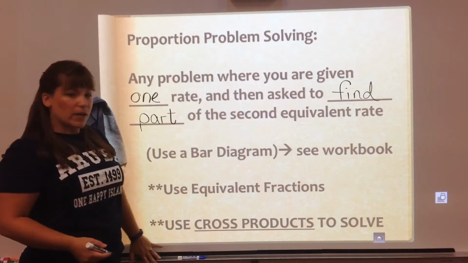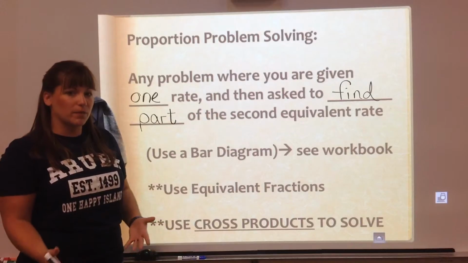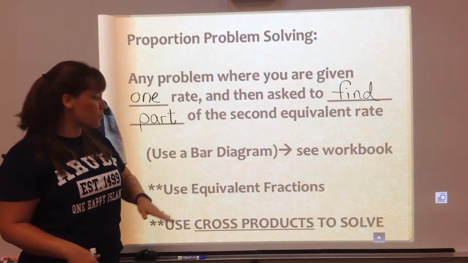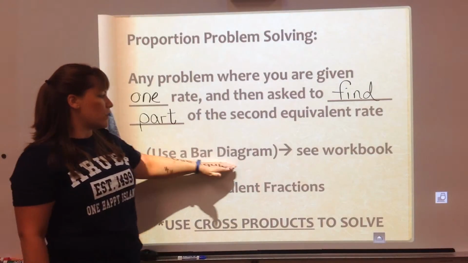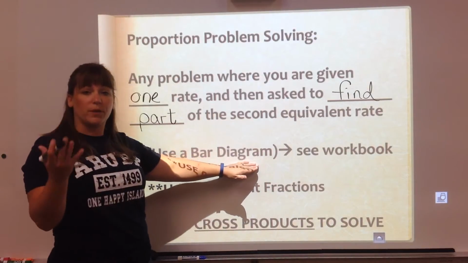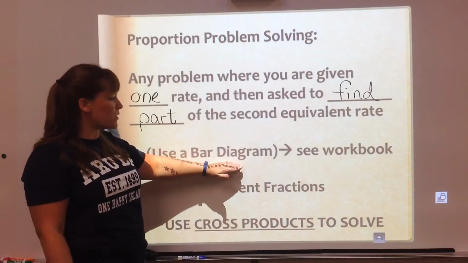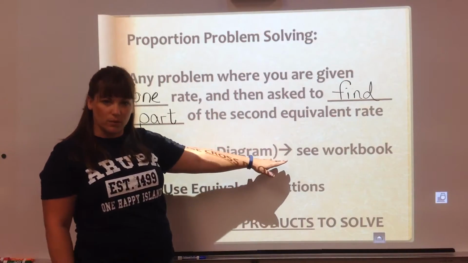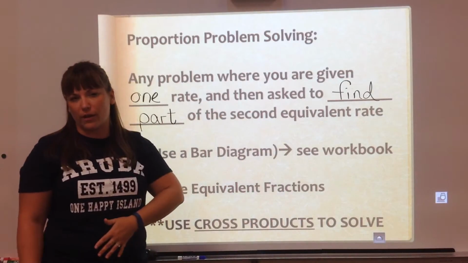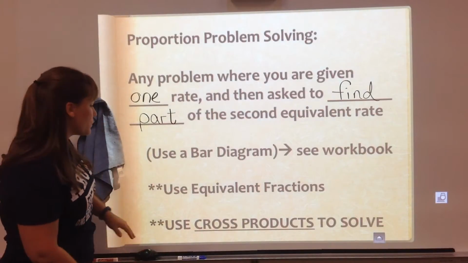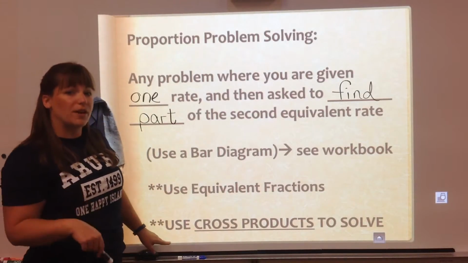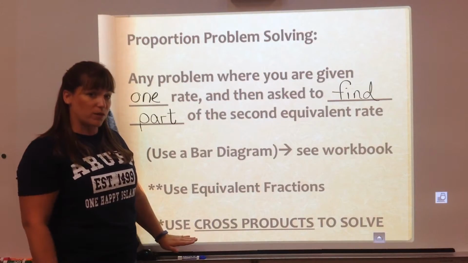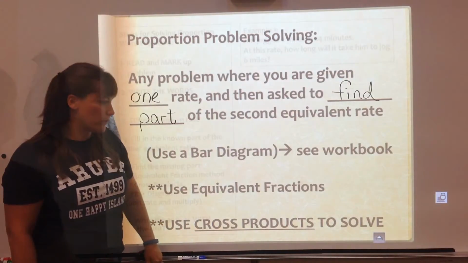So there are 3 ways that we can solve them. The example we did in the blue foldable used equivalent fractions. Another way you can solve these is more pictorial and visual using a bar diagram. There's some examples in our workbook, and I'm going to show that with the last one that I do. And also, we talked about this a little bit already. We're going to use cross products as another way to solve as well.